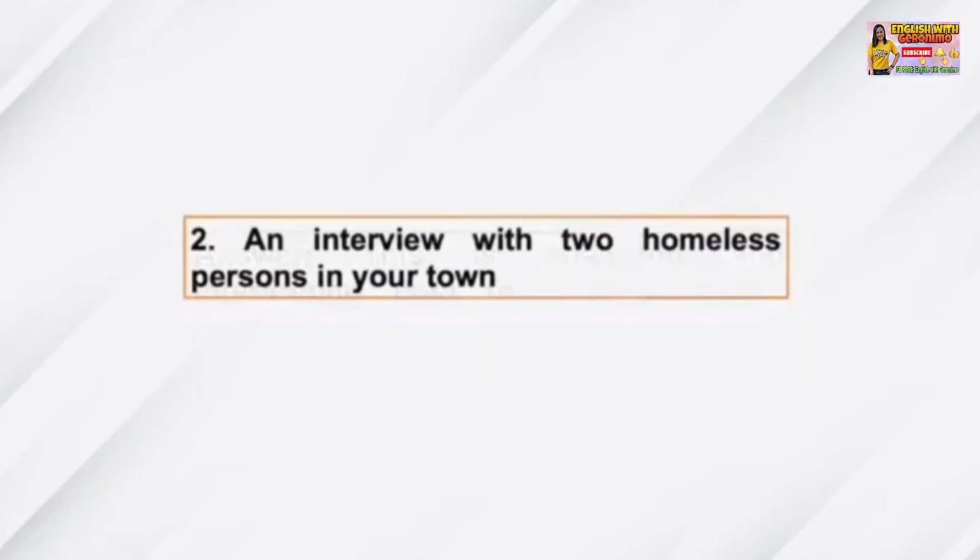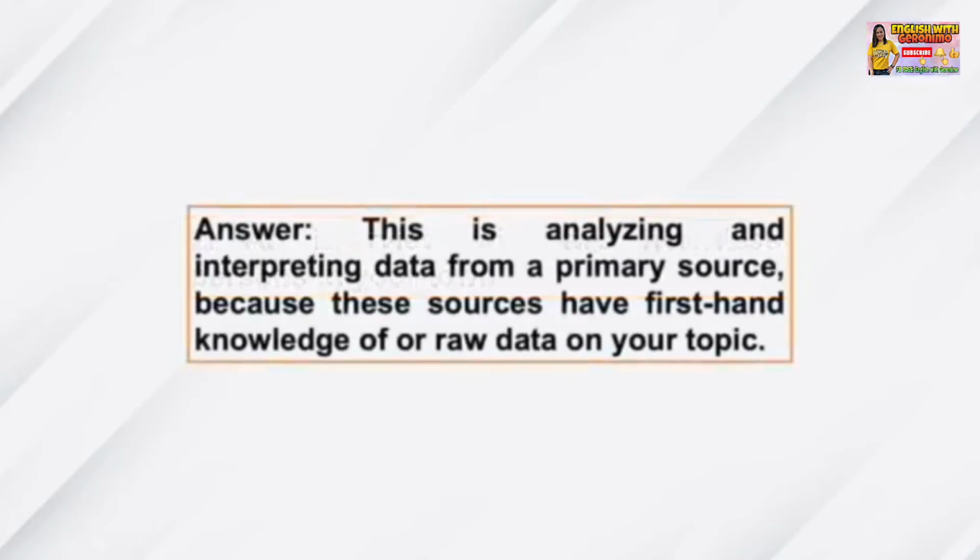Number 2. An interview with 2 homeless persons in your town. This is analyzing and interpreting data from a primary source because these sources have first-hand knowledge of or raw data on your topic.